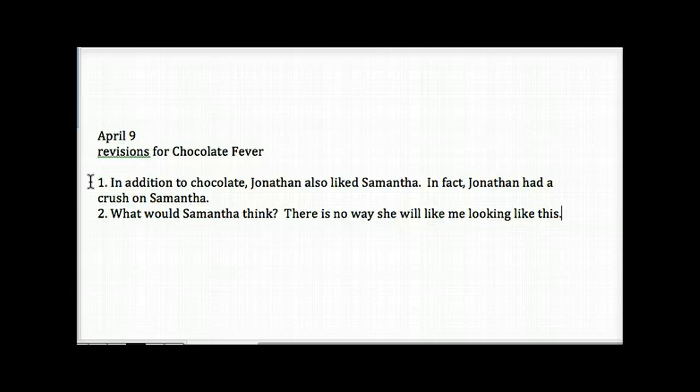Okay? So again, today, when you revise, you're going to keep repeating this process, keep rereading your draft, and keep finding places to add information that your reader wants, to make the story more interesting and a little bit more clear. So that's going to be your job today.